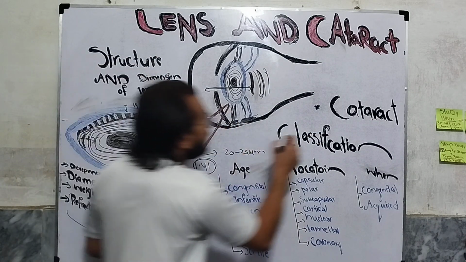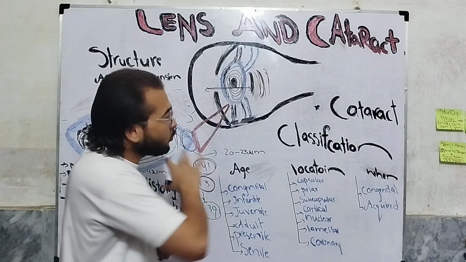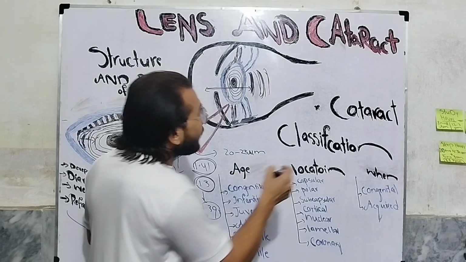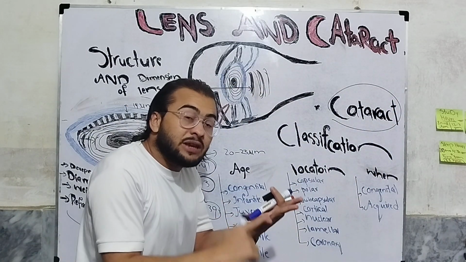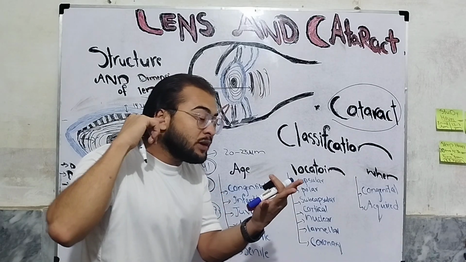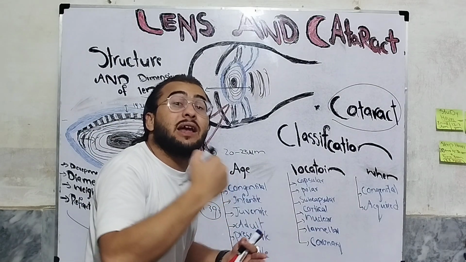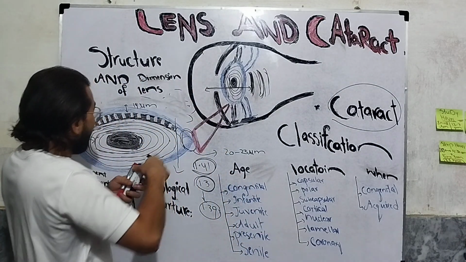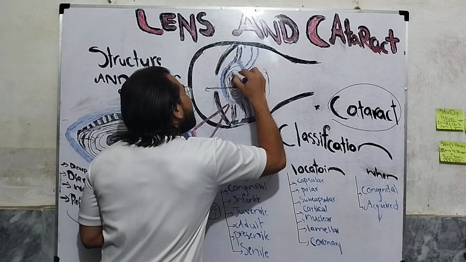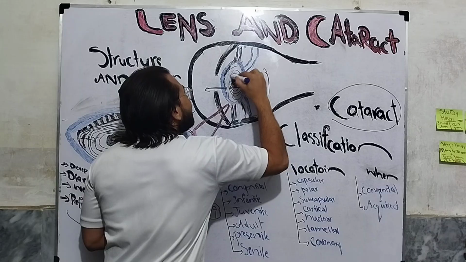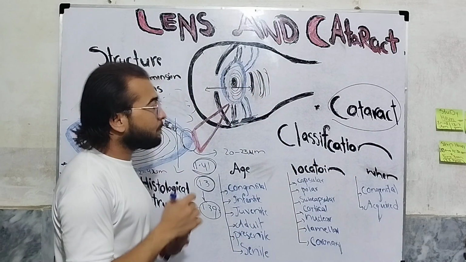Now we should have a basic overview of the cataract and its classification, and in the upcoming lecture we will discuss it in detail. So what is cataract? Cataract is the opacification of the lens. It means the lens becomes cloudy and hazy. As I told you, the lens is a clear, transparent, biconvex structure. So when cloudiness and haziness develops in this lens, this is called cataract.